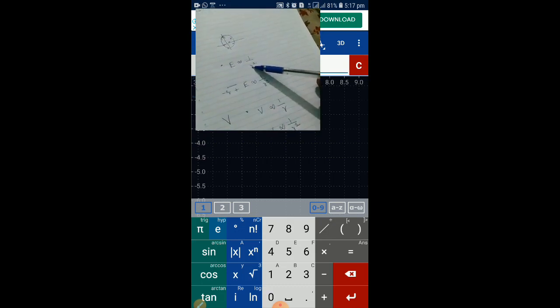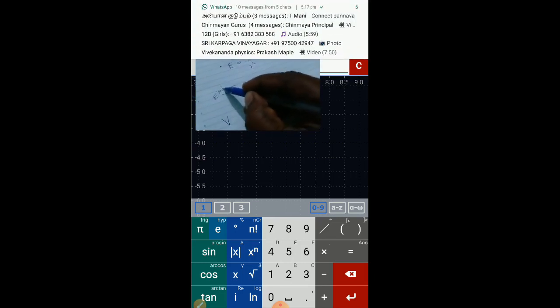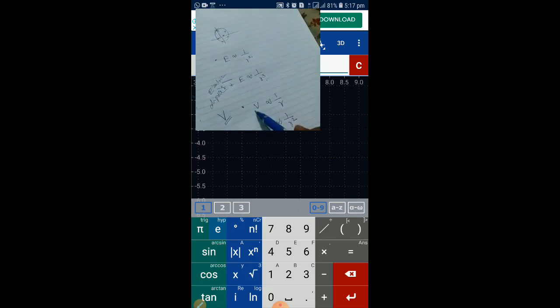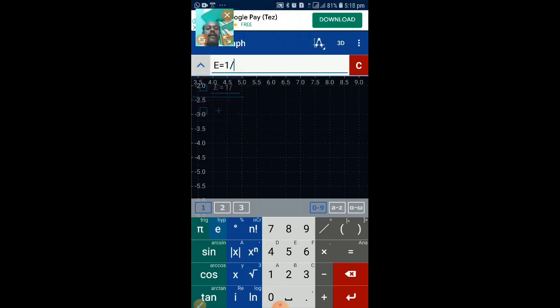Can you understand? So first one, for the point charge, E is directly proportional to 1 by r square. For an electric dipole, E is directly proportional to 1 by r cube. And for the potential V, for the point charge, V is directly proportional to 1 by r, but for the dipole, V is directly proportional to 1 by r square. Now we are going to simply discuss these things with the help of the graphing calculator.